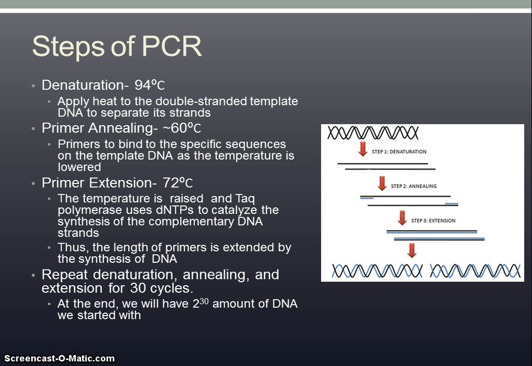And primer extension is when the temperature is raised slightly, and Taq polymerase uses dNTPs to catalyze the synthesis of complementary DNA strands. So as a result, the length of the primers is extended by the synthesis of DNA. And so we're going to repeat these 3 steps for 30 cycles, and at the end, when it's all complete, we're going to have 2 to the 30th power times the amount of DNA that we started with. So what that means is we're basically going to increase our DNA about 1 billion-fold. So that's how effective PCR is at amplifying DNA.